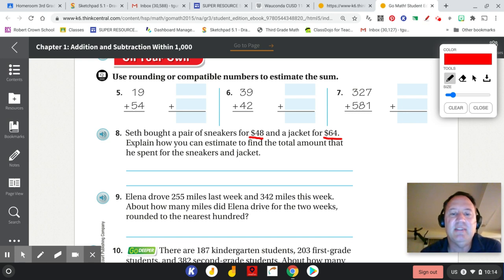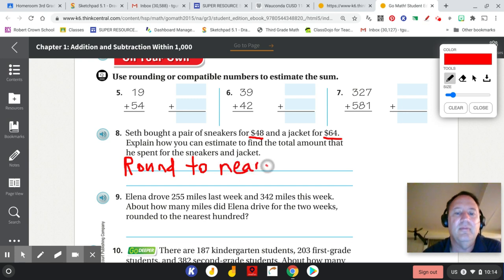Explain how you can estimate to find the total amount that he spent for the sneakers and jacket. Well, I'm going to round to the nearest, what do you think, 10 or 100? 10, because they're both in the 10s.